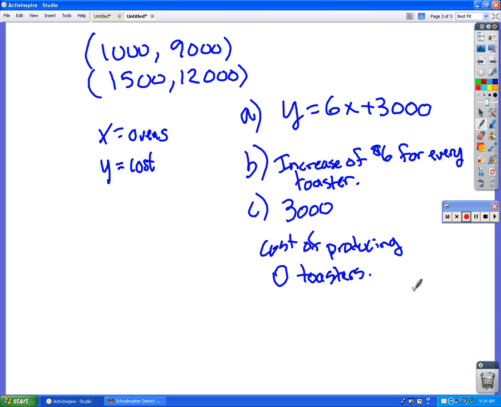So how many toasters have you guys made today? You're all out $3 grand. Oh yeah. Okay, anything else? We're good?